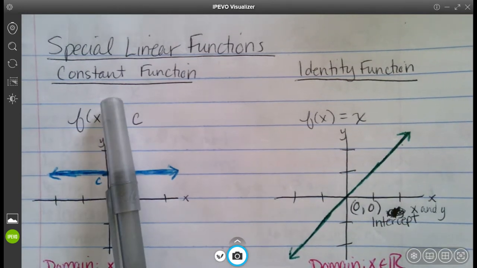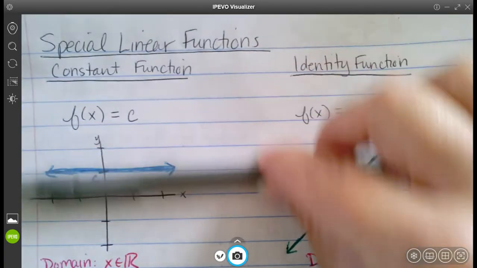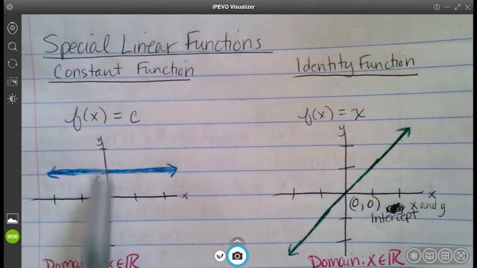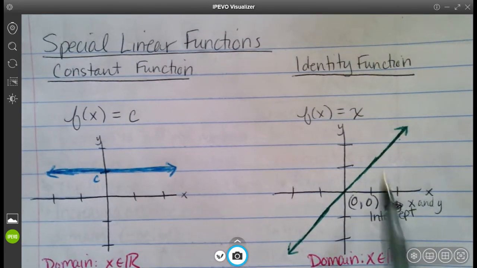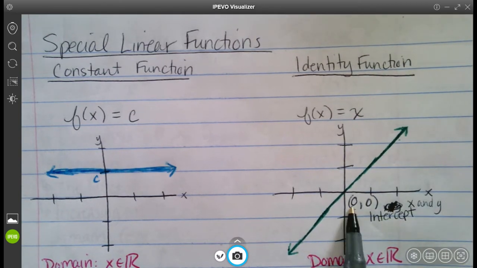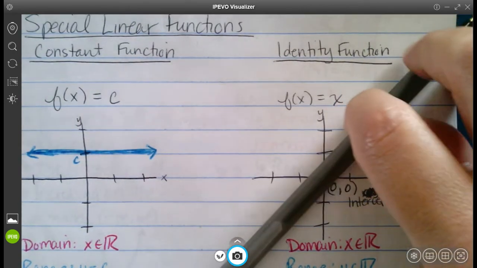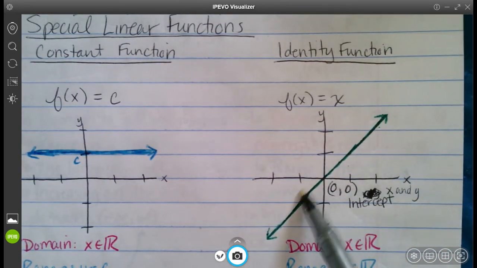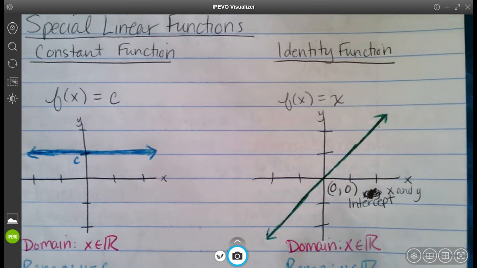We have the constant function, which is a straight horizontal line that goes across at any point on the y-axis. It's f of x is equal to c, where c is whatever value it's going through. In this case, c would be equal to 1. And then we have our identity function, which is our mother of all linear functions. This one is just f of x is equal to x, and it is a diagonal line that goes perfectly through the origin. Every point is kind of matched, so we have 1, 1, 2, 2, 3, 3, negative 1, negative 1, negative 2, negative 2, and so forth.